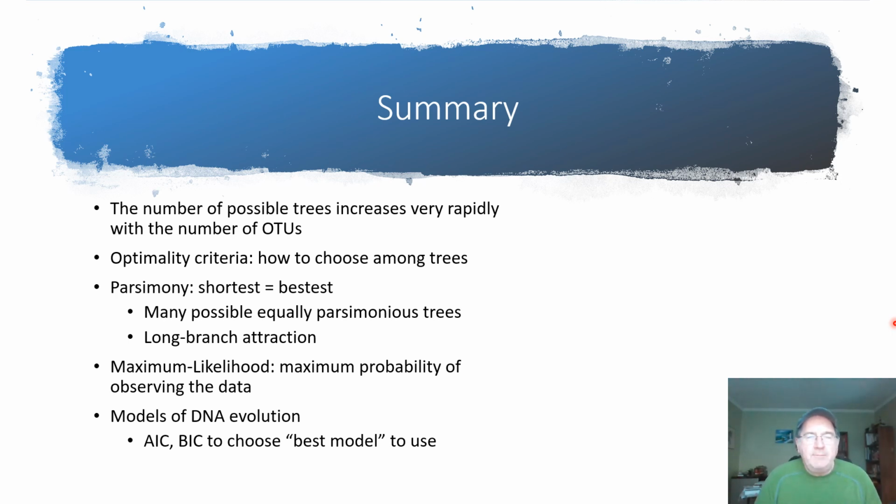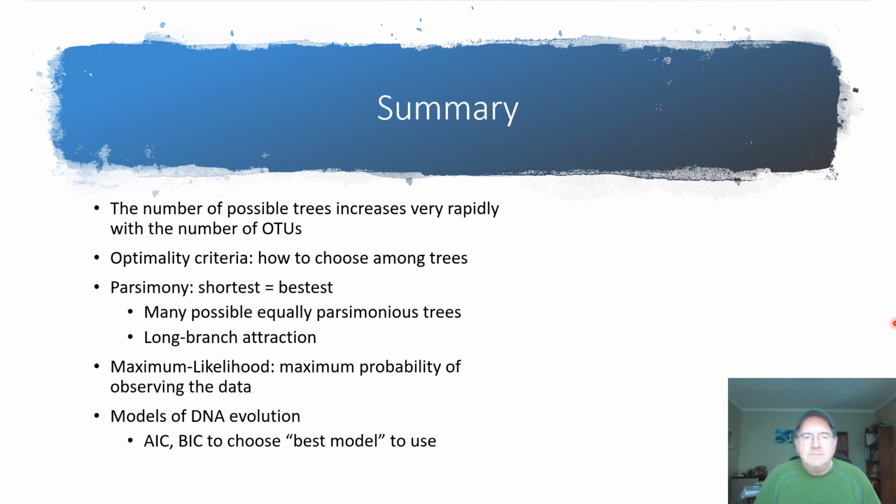But you often end up with many equally parsimonious trees, such that when we analyze our molecular data using the parsimony criterion, basically we end up with massive polytomies where we have so many equally parsimonious trees that it's impossible to distinguish amongst them. And so basically the analysis tells us nothing. And then we also always have to be aware of this possibility of long branch attraction in doing a parsimony analysis.